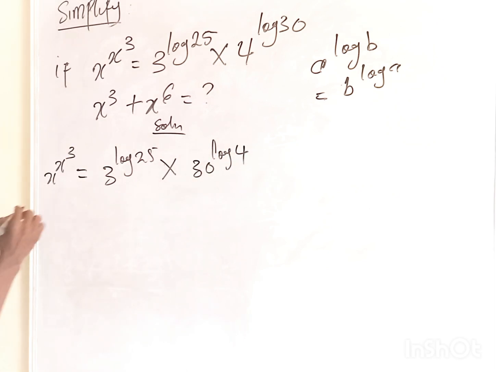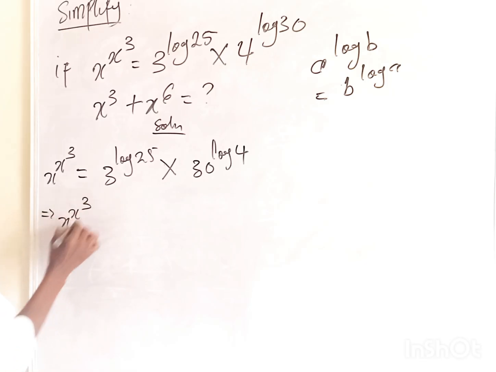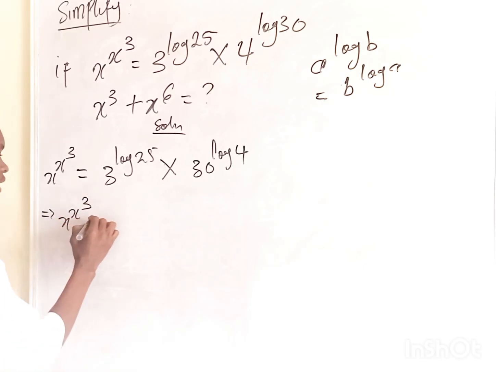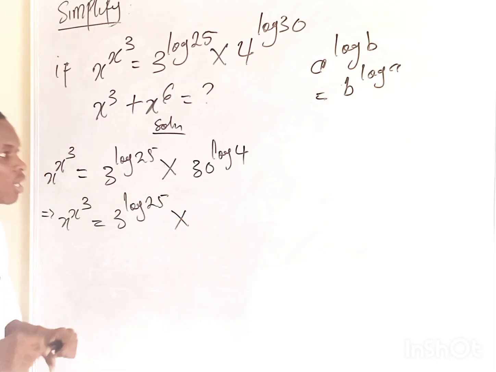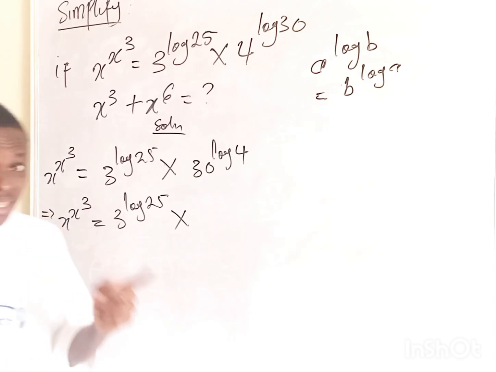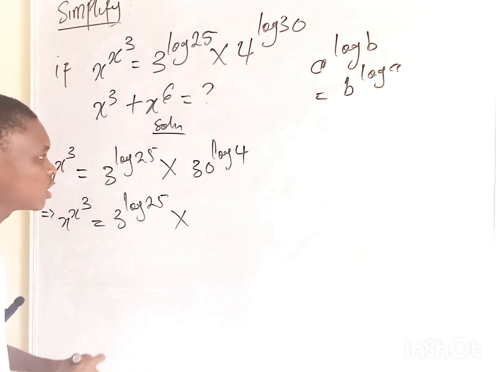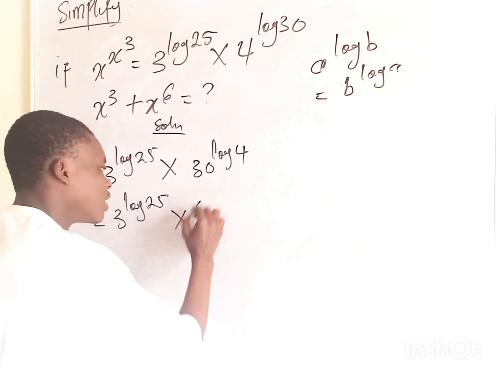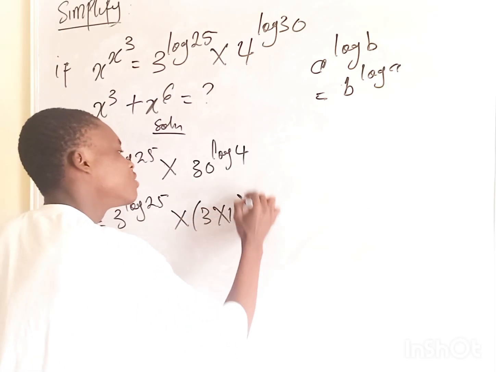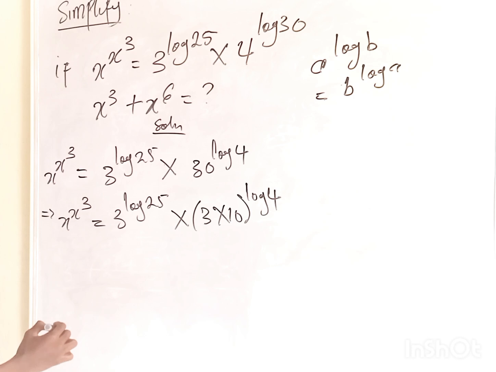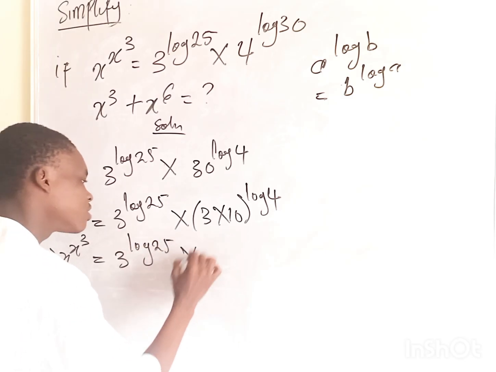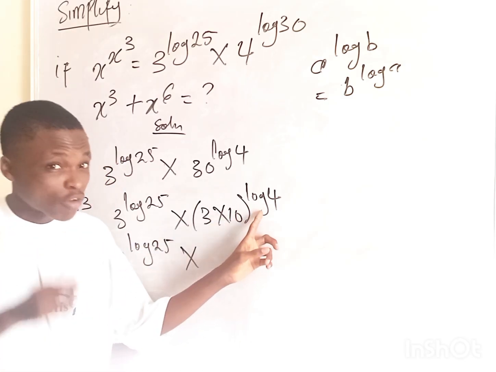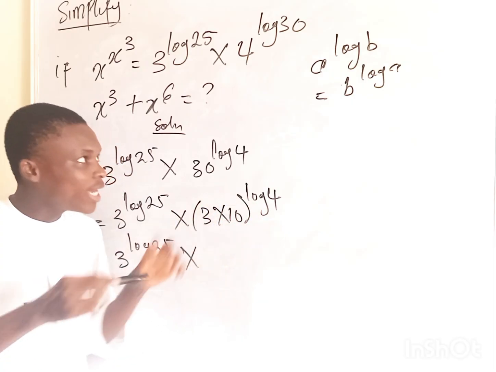All right, let's go. So this implies that x to power 3 equals 3 log 25 times. Now we know that 3 times 10 gives us what? 30, right? So from here we can represent this as 3 times 10 raised to power of log 4. So this implies that x to the cube equals 3 log 25 times different factors in bracket raised to a certain power. From that law, the power here will be distributed over the factors in the bracket.